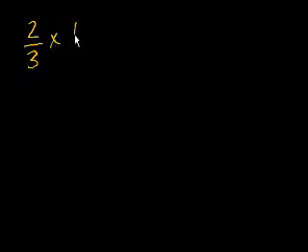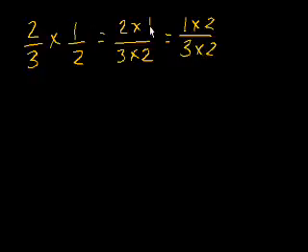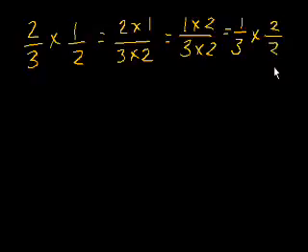2/3 times 1/2. As I said, any multiplication problem, you just multiply the numerators, multiply the denominators, and you have your answer. But sometimes there's a little trick where you can cancel out, you can divide the numerators and the denominators by a number. Because you know that this is going to be the same thing as 2 times 1 over 3 times 2, which is the same thing, I'm just switching the order on top, as 1 times 2 over 3 times 2, right? All I did is switch the order on top because you can multiply in either direction. And that's the same thing as 1/3 times 2/2. Well, that is just 1/3 times 1, which is equal to 1/3.